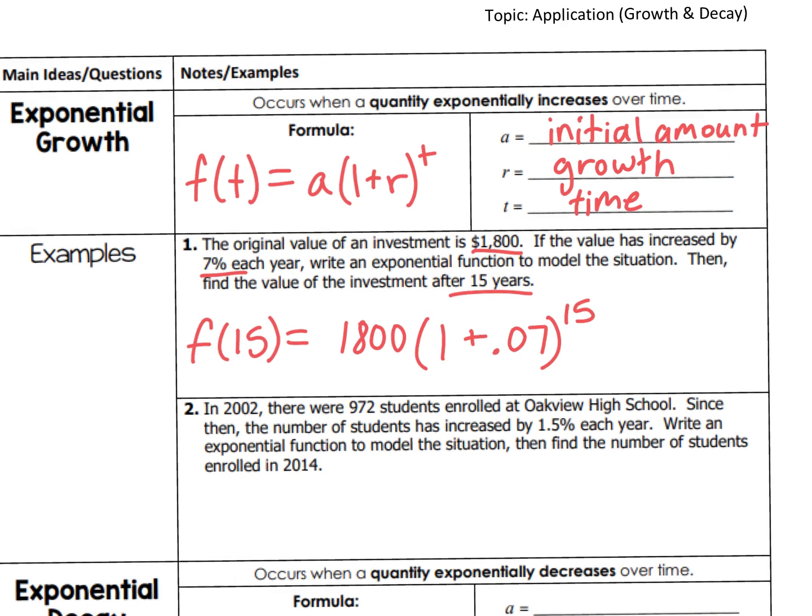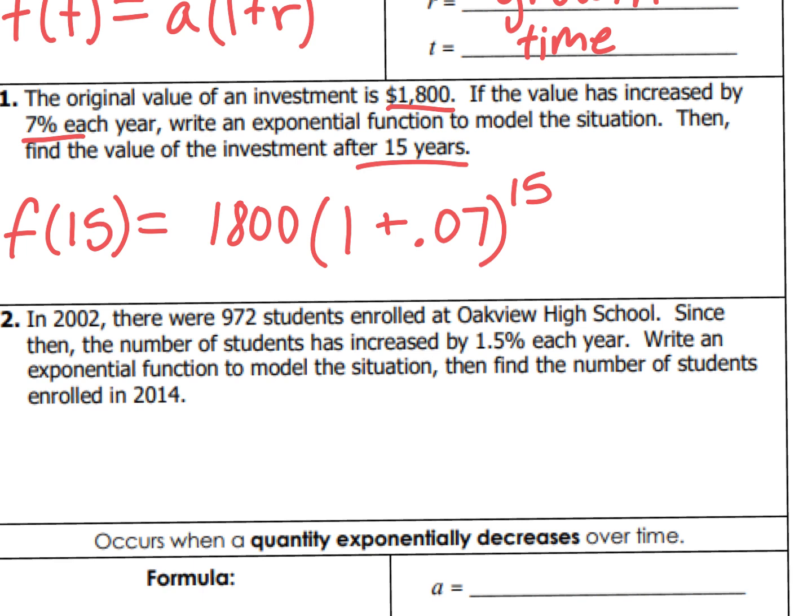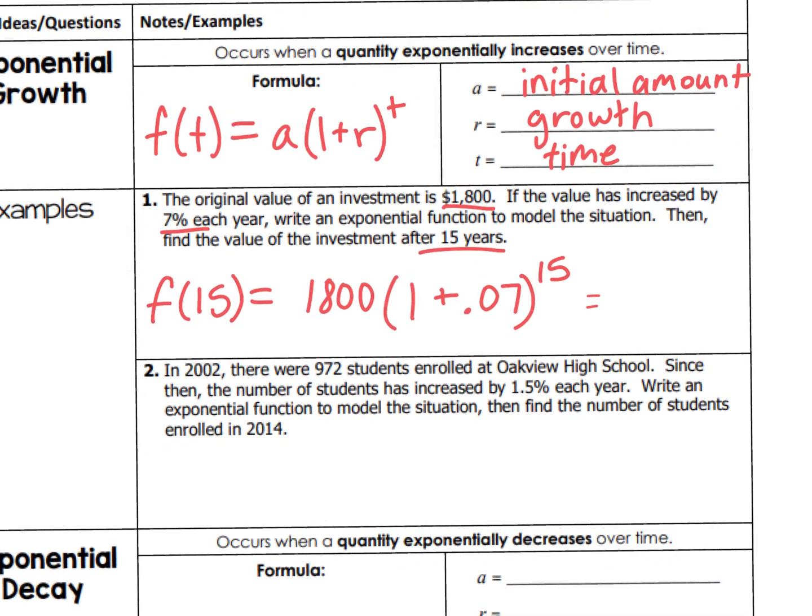And I just typed that into my calculator just like that. 1,800, parentheses, 1 plus 0.07, close parentheses, to the 15 power. Tell me what you got. Is that what everyone got? Okay, cool. How would you label that if it's the value of an investment? Money sign. Cool. That's it.